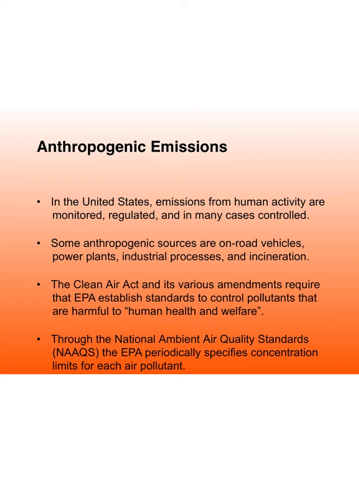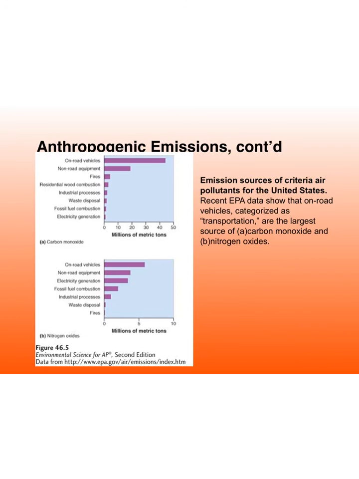And there's a very specific definition of human health in your book that I'd recommend looking at. And welfare has to do with ways that humans use air to make money or sustain or be able to live, like agriculture. And human health is talking about like our respiratory problems. And through the Clean Air Act, the EPA was able to establish the National Ambient Air Quality Standards, and it specifies the concentration limits for each of our 6 criteria air pollutants. So let's look at that.